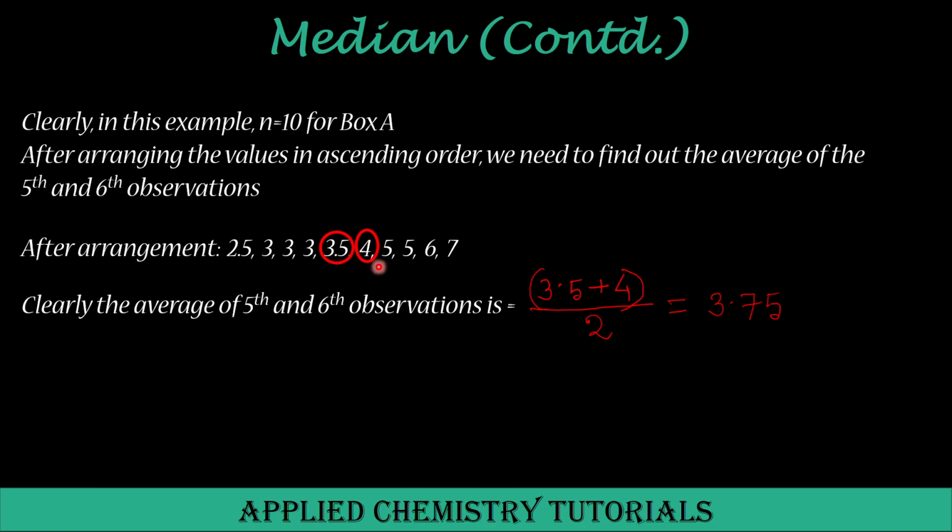as 3.5 ml and 4 ml of diluted HCl. So clearly the average of the 5th and 6th observation is (3.5 plus 4) divided by 2, or 3.75. So the median is 3.75 ml of diluted HCl.